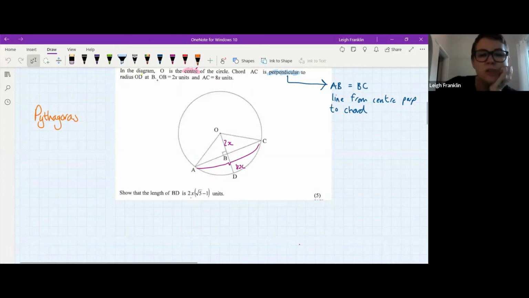Okay, what else do you think of? Besides Pythagoras, and I agree with you, Pythagoras is a super important part of this. What else do you think? Not Pythagoras, though, something different. What else do you think?